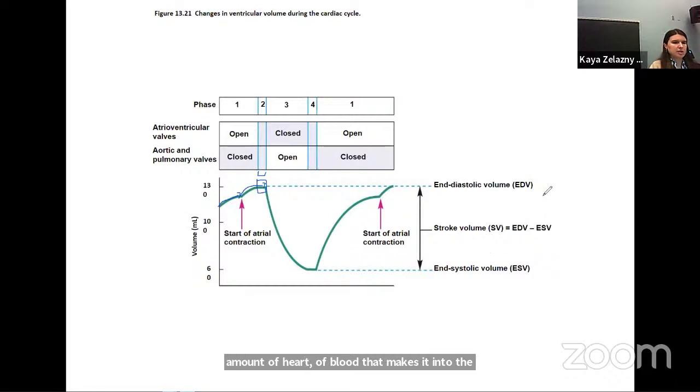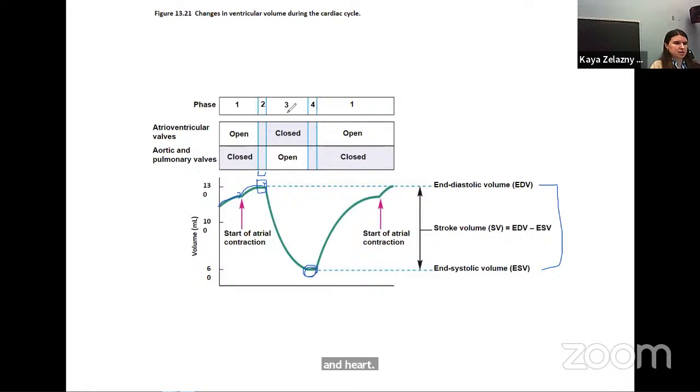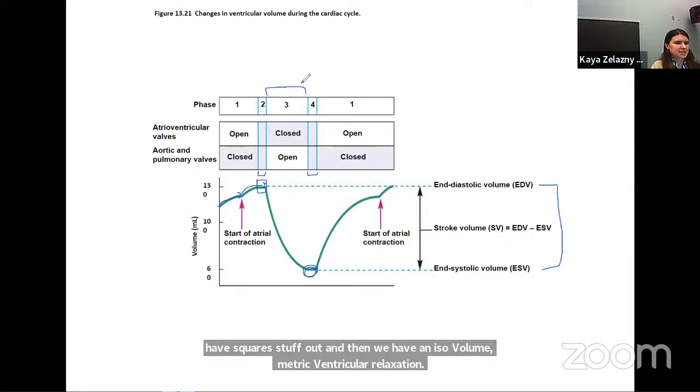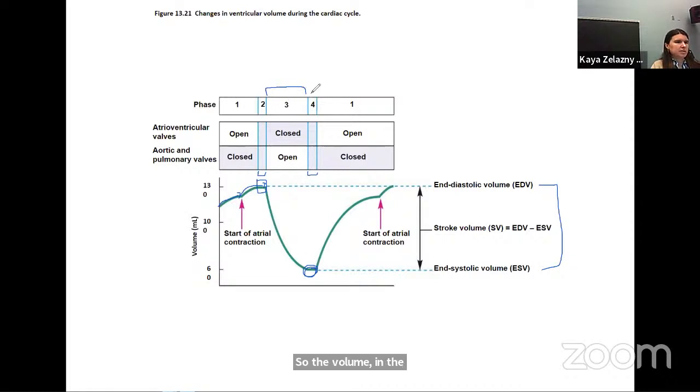And then our stroke volume is just the difference between that and how much blood is left in the heart after we squeeze out as much as we can. So at the end of our ventricular ejection phase, we'll have squeezed stuff out. And then we have an isovolumetric ventricular relaxation. So the volume in the ventricle would stay the same during that phase 4. So we can start measuring at the end of phase 3, but we won't see volumetric changes in phase 4. So that's why there's this little plateau here.